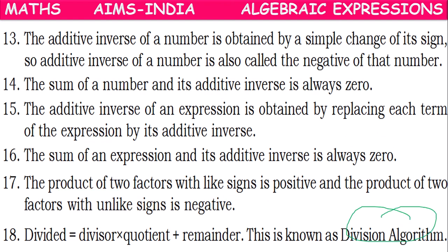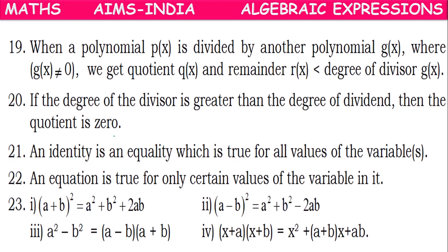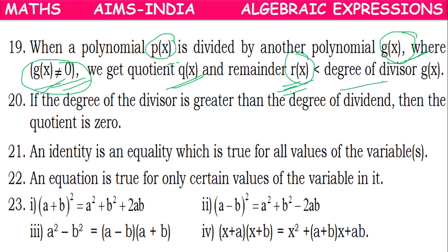Next, the division algorithm: dividend equals divisor into quotient plus remainder, or the division rule. When a polynomial p of x is divided by another polynomial g of x, where g of x is not equal to 0, we get quotient q of x and remainder r of x, whose degree is less than the degree of divisor g of x.